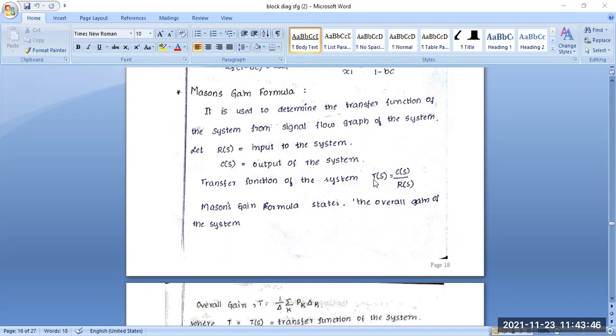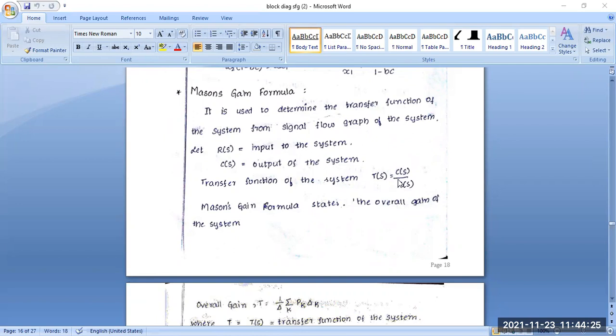Okay, so in that case we have to know the transfer function, that is TF or T(s). This is equal to output by input, that means C(s) by R(s). So this C(s) is the output of the system and R(s) is the input of the system, all of you know. So in this signal flow graph method, we have to reduce a broad type of transfer functions. We have to accommodate them in a single transfer function also. So using this Mason gain formula, we determine the transfer function of the system from the signal flow graph of the system.